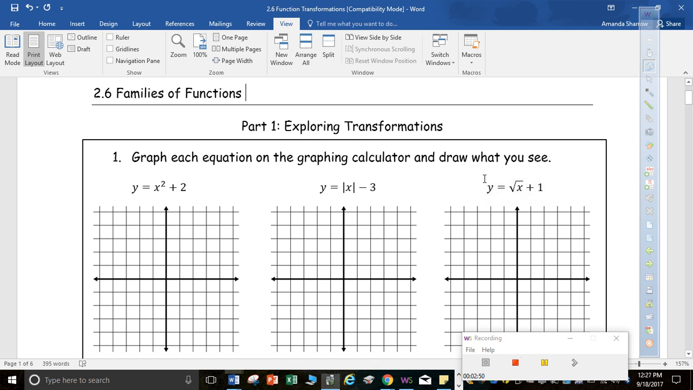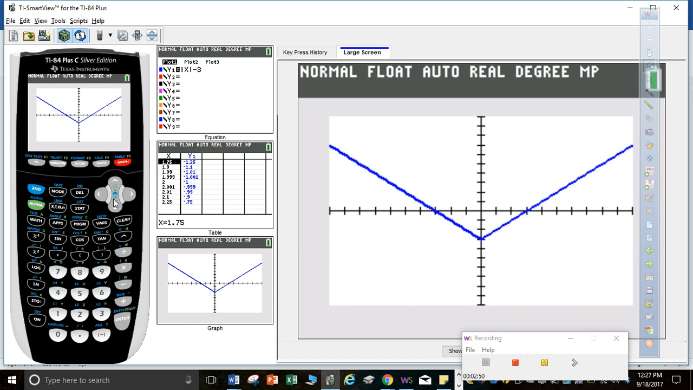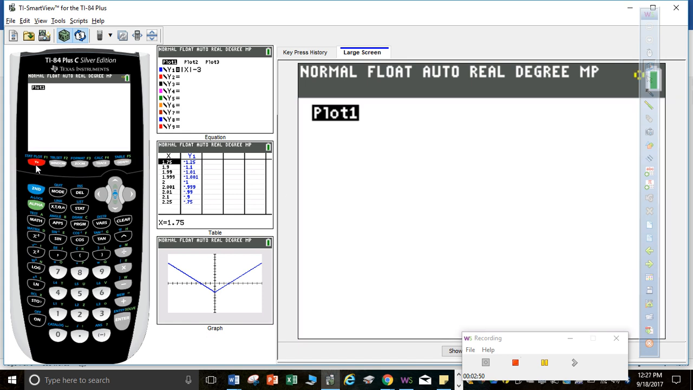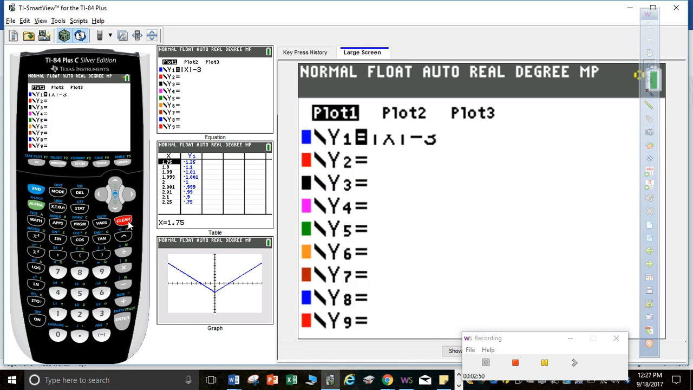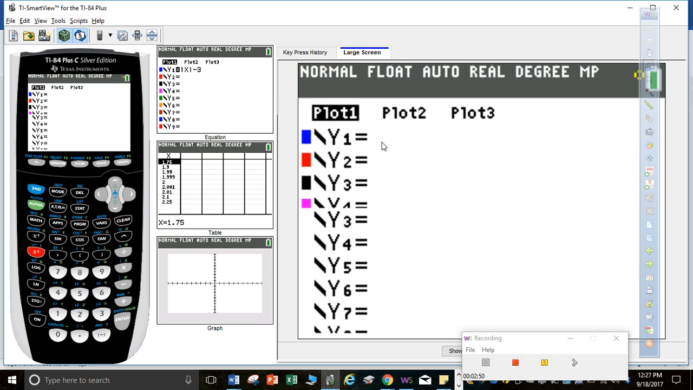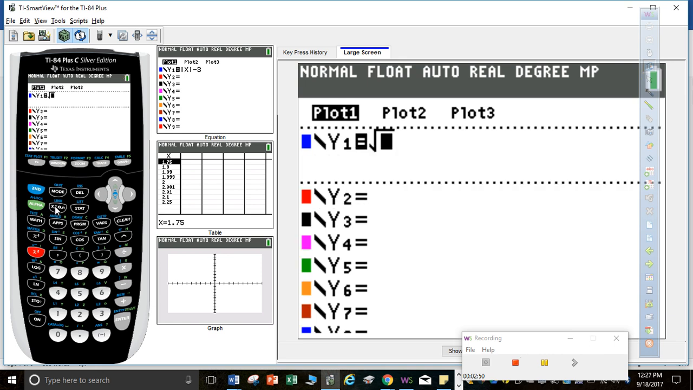This one involves the square root of x. So back to my calculator, and go back to y equals. I'm going to clear this out. To get the square root, remember the squared key that we hit earlier. If you press second before the squared key, that's going to get your square root symbol. So we have our square root. I'm going to put an X in there.